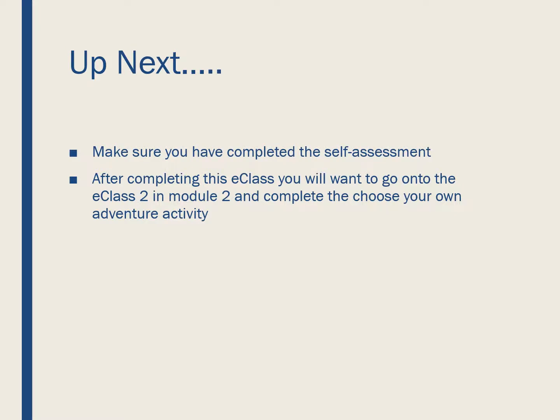That wraps up our special e-class on ageism and ableism. Up next, if you haven't already, make sure you complete the self-assessments. You're also going to want to start working on e-class 2 in Module 2 and complete the Choose Your Own Adventure activity. Again, to stay on track and help you progress through this course, make sure you're doing these activities once a week. So one e-class activity and one other activity each week.